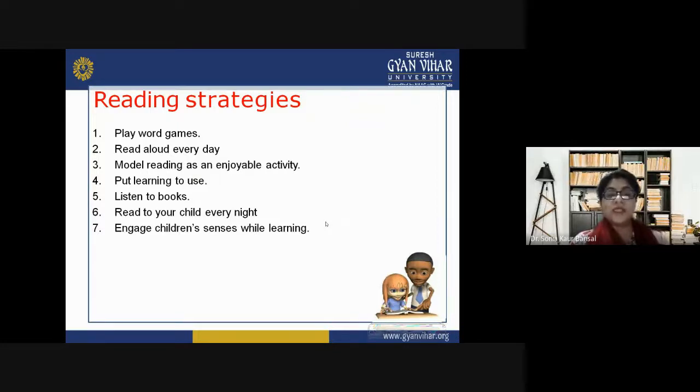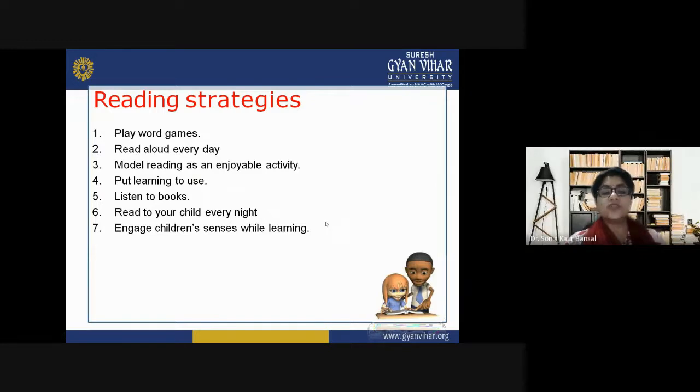Model reading as an enjoyable activity must be done by the teacher. And put learning to use. Whatever the child has learned in reading, put that in use. Only then will the child feel my reading is very fruitful. Due to my reading, I'm able to do such work in a much smoother way.